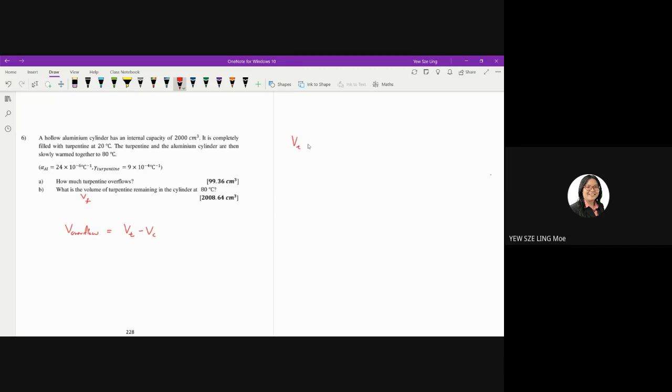So V final for turpentine equals V initial times (1 plus gamma T delta T). It then equals, well, initial is 2000, I'm just going to keep it in cm cube. So 2000 times (1 plus 9 times 10 to the power of negative 4 times the temperature change). Final is 80, so 80 minus 20. It then equals 2108 cm cube. So this is for question A.